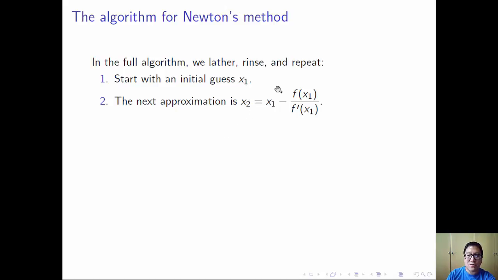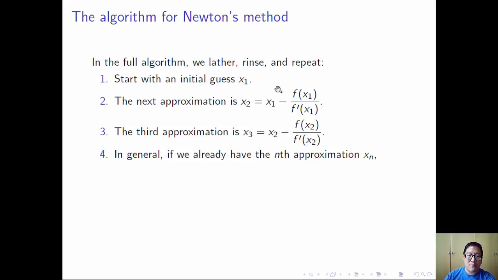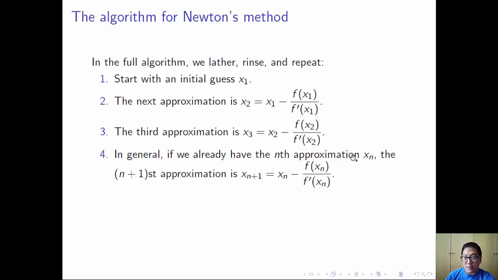So our new guess becomes x2, and we do the same thing. Our third approximation becomes x3 equals x2 minus f of x2 over f prime of x2, and so on. So in general, if we already have approximation number n, x sub n, then approximation number n plus 1 is going to be x sub n plus 1, which is equal to xn minus f of xn over f prime of xn. So this is n equals 2, this is n equals 1.